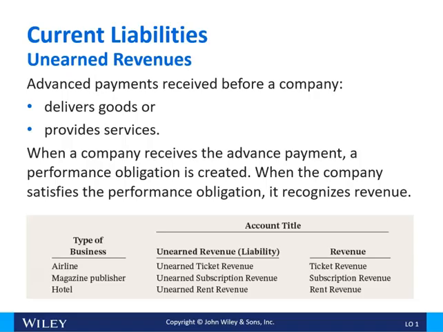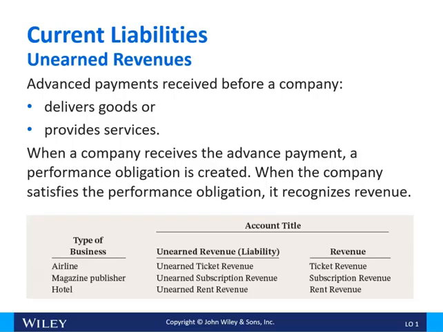Unearned revenues. We talked about this a little bit before, but when you think about current liabilities, unearned revenues can be a big current liability depending on the type of business you have. So remember, this is advance payments that are received before a company delivers goods or provides services. So when a company receives the advance payment, a performance obligation is created. When the company satisfies that performance obligation, it recognizes the revenue.